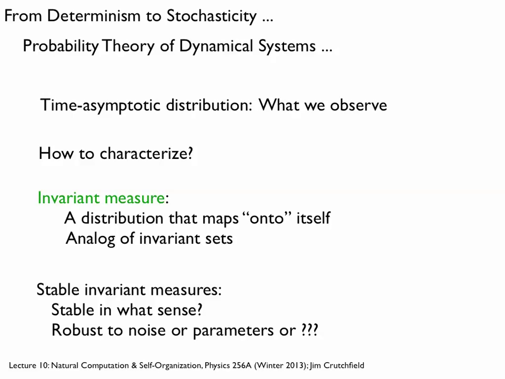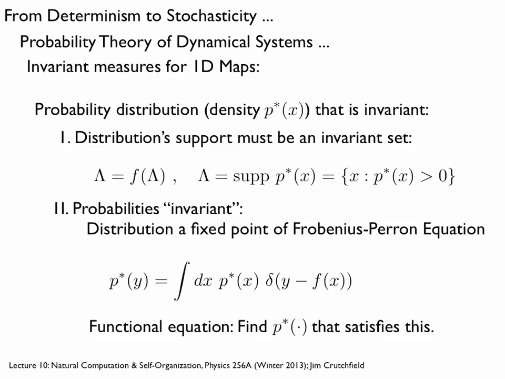So, and we'd also like to know, are these things stable? It turns out as we try to investigate these invariant measures, stability is a slightly subtle issue. What happens if I add a little bit of noise or change parameters, how much do these asymptotic distributions change? Are they robust or not? Okay, so what we're going to do here is define an invariant measure for just one-dimensional maps.